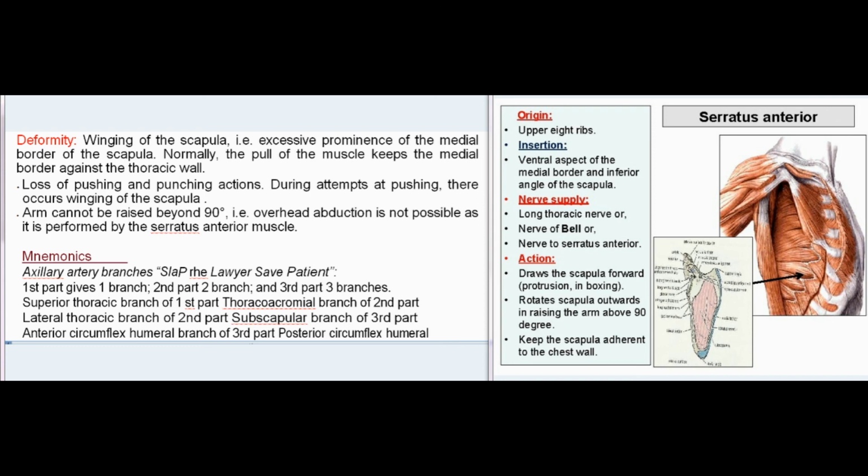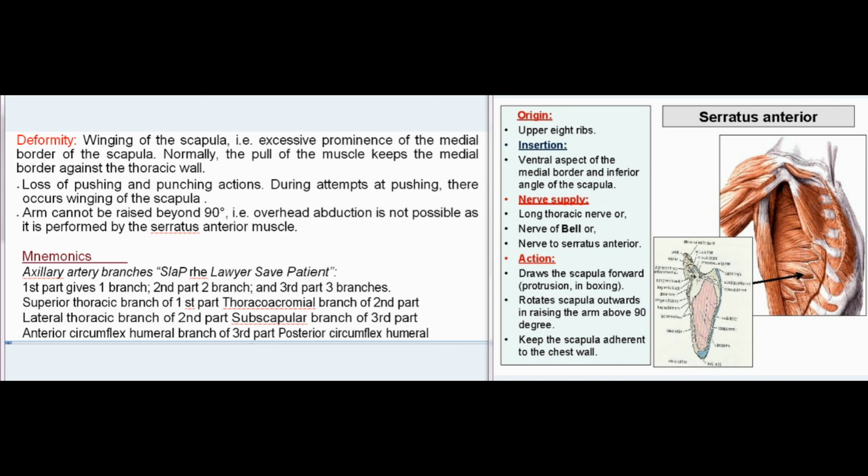Normally, the pull of the muscle keeps the medial border against the thoracic wall. Loss of pushing and punching actions. During attempts at pushing, there occurs winging of the scapula. Arm cannot be raised beyond 90 degrees, i.e. overhead abduction is not possible as it is performed by the serratus anterior muscle.